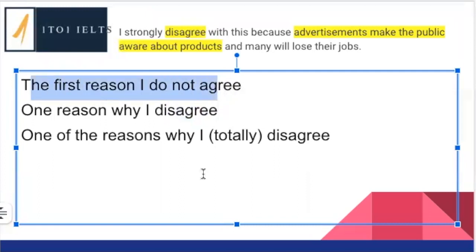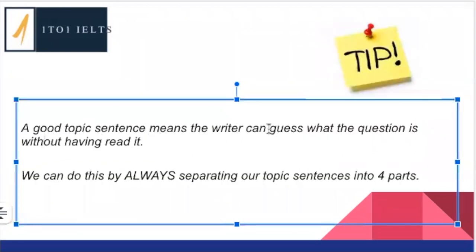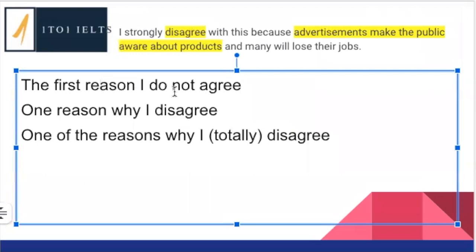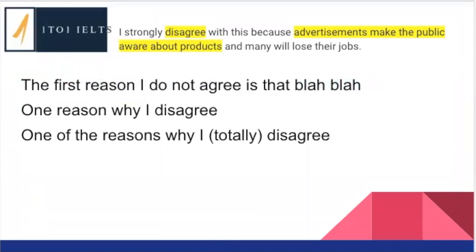What do I need to do next? So I signpost it. First reason, I do not just agree. A good topic sentence means that the writer can guess what the question is without reading it. So at the moment, I can guess that it's asking about my opinion. But if I just say that, what's missing? What is what I don't agree with? So if we look down, hopefully you can see this down here. There's some people think that there should be a complete ban on all forms of advertising. So we really want to show what we're disagreeing with, the actual question itself, because at the moment, I don't know what the question is.